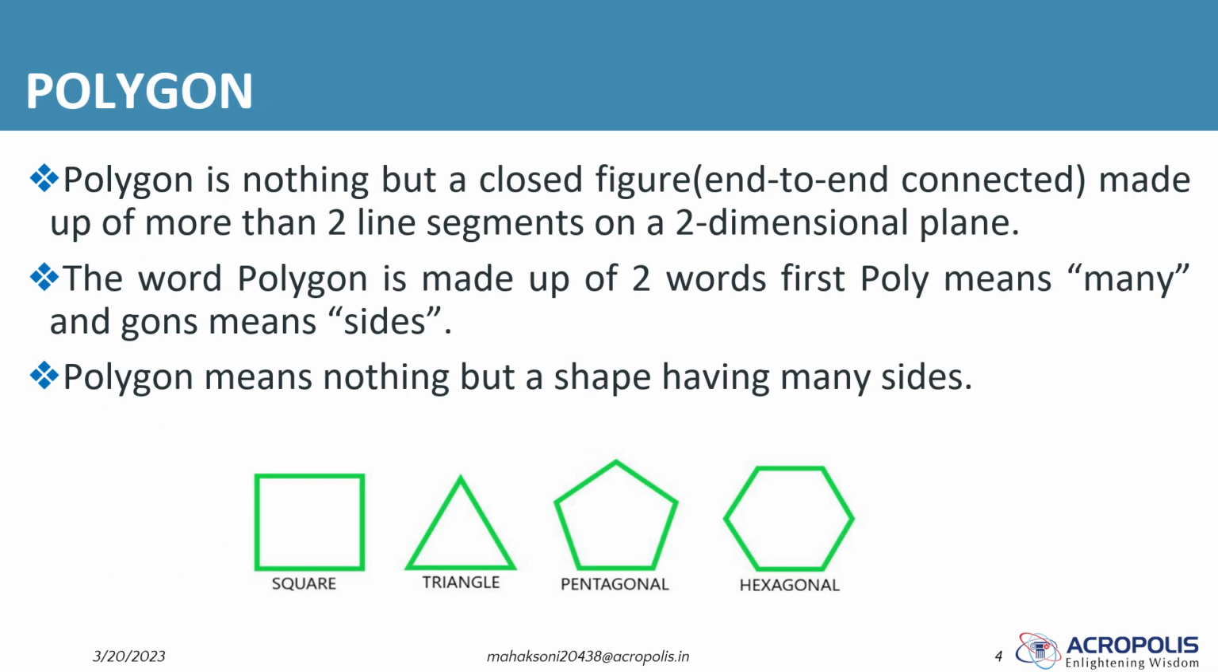Polygon. What is polygon? So polygon is nothing but a closed figure, end-to-end connected, made up of more than two line segments on a two-dimensional plane. The word polygon is made up of two words. First, poly means many and gons means sides. Polygon means nothing but a shape having many sides. Here, four polygons are given: the square, triangle, pentagon, and hexagon.